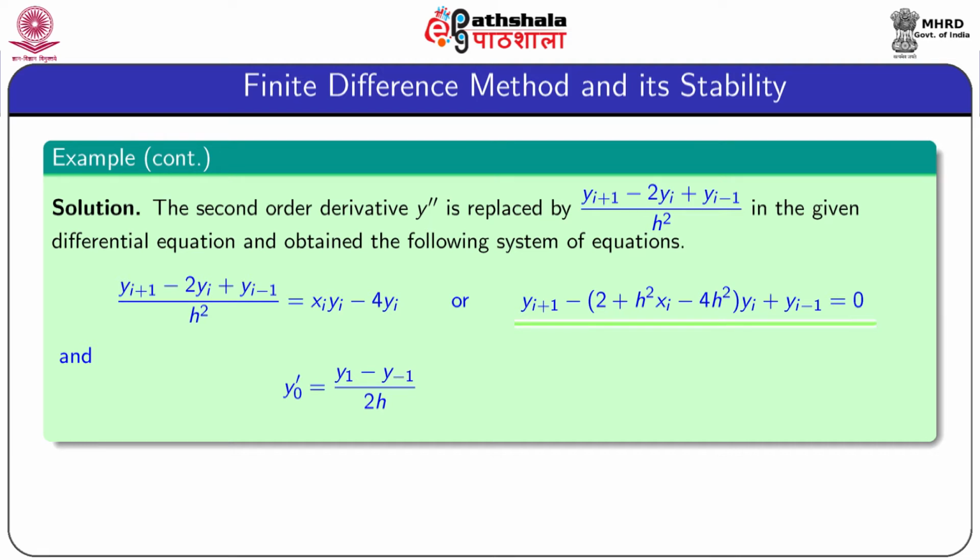So this is the reduced form of the differential equation, and the initial condition reduces to y0 prime equal to y1 minus y minus 1 by twice h. And from this equation we have y minus 1 equal to y1 minus 2h into the first derivative of y at x equal to x0.